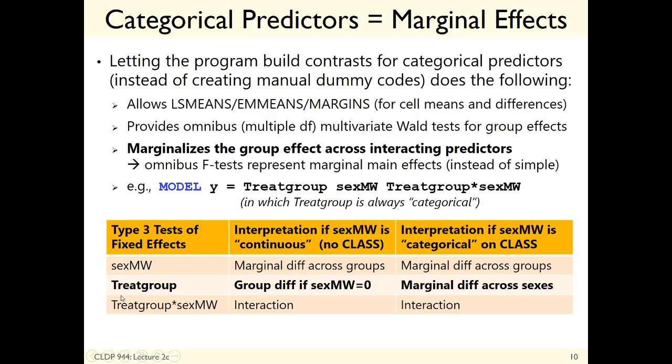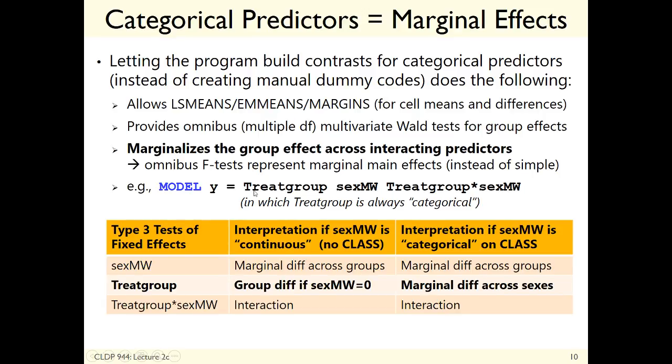So either way, the main effect of sex that's given is the average sex difference averaging across all the groups. It averages across group to give that to you. The interaction is going to be the same either way too. The difference then is what the main effect of group means. If gender is treated as a continuous predictor, it's going to give you the omnibus main effect of group at gender equals 0, for men in this case.